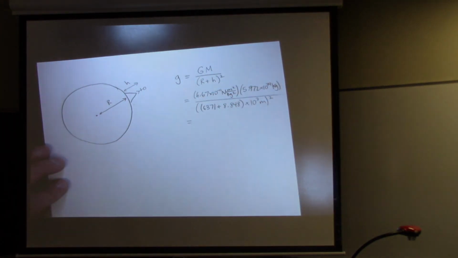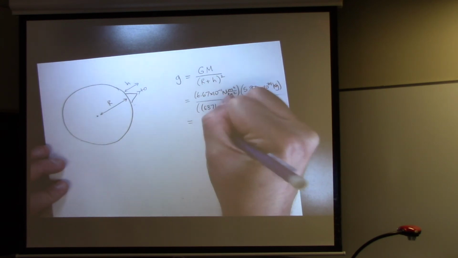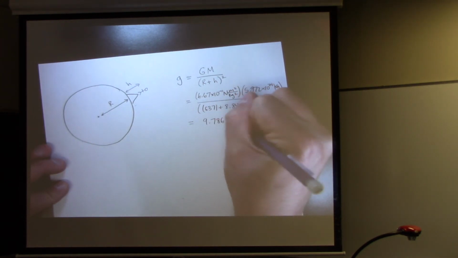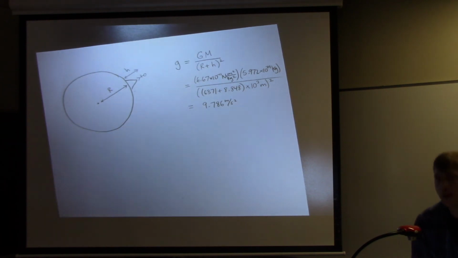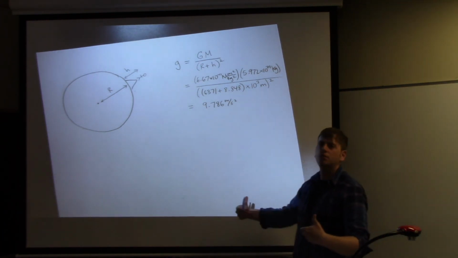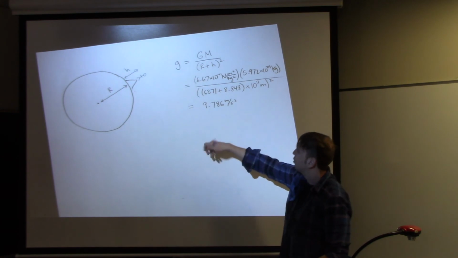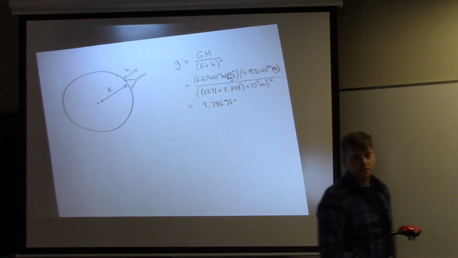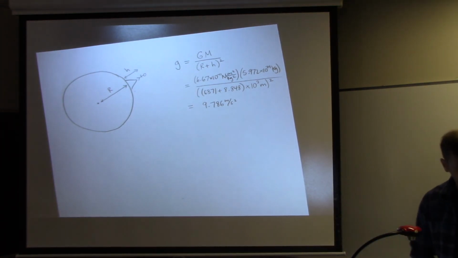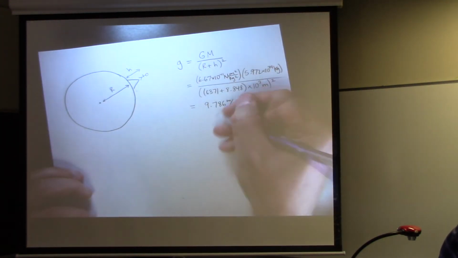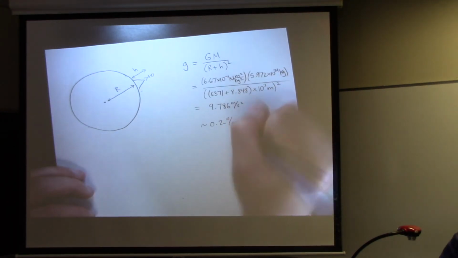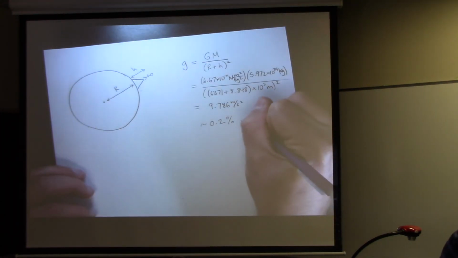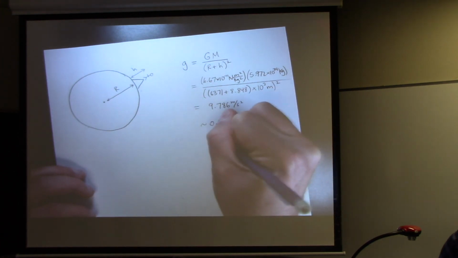And when you do that calculation, you get 9.786 meters per second squared. So, in other words, gravity is slightly weaker on the top of Mount Everest. I'm sure that standing at sea level, I can't dunk a basketball, but if I were standing up here, I'm sure I'd be able to dunk a basketball because gravity's a little weaker, right? Well, it's only a tiny bit weaker. If you do the calculation, it's only about 0.2% weaker than at sea level.